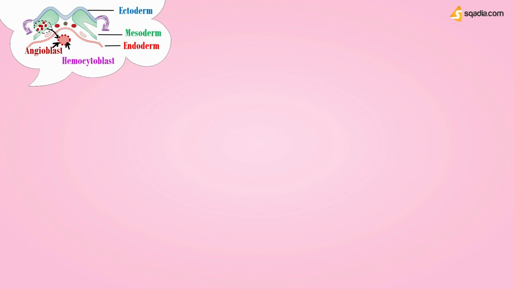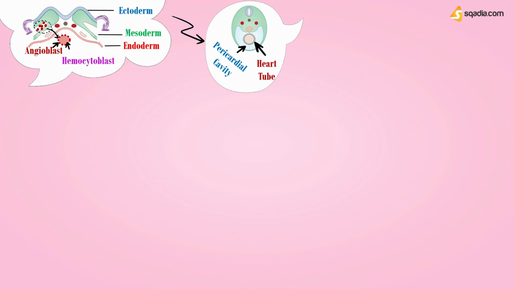Now, a totally new structure is formed. This is pericardial cavity. And this is endocardial tube or heart tube. Any other student who can continue the topic and explain the looping and folding of heart?